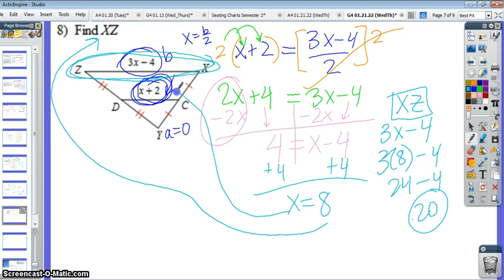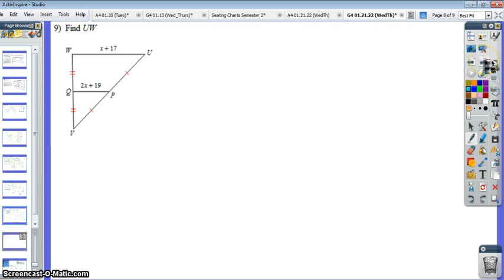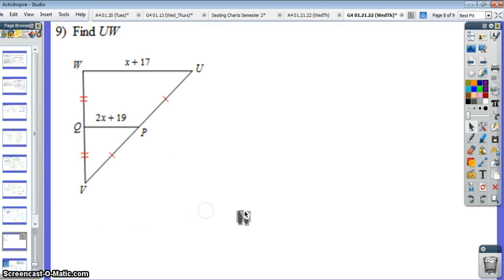Just for the heck of it, let's check our work. If we plugged 8 into the midsegment, what should we get? Well, if it's half of this base, we should get 10. Let's try it. Oh yeah, 8 plus 2 equals 10. So that works, okay?